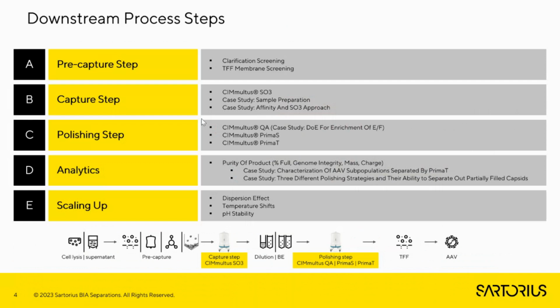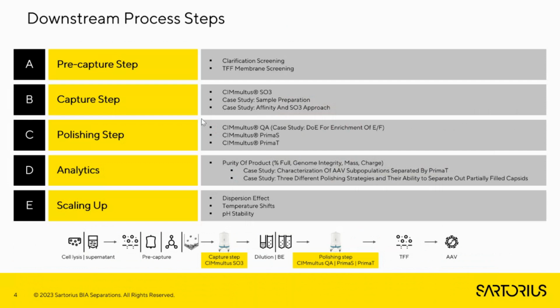We will then move to the polishing step to present our three enrichment columns, so Simultus QA, Prima S, and Prima T, with also one case study. Then after that topic, it will follow with analytics. So we will see based on the polishing steps.